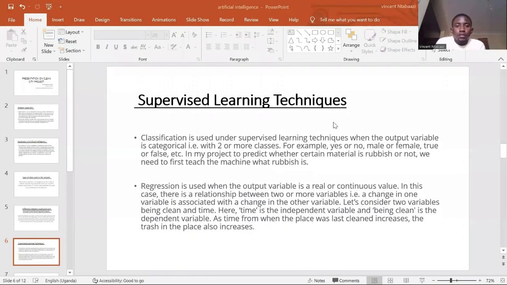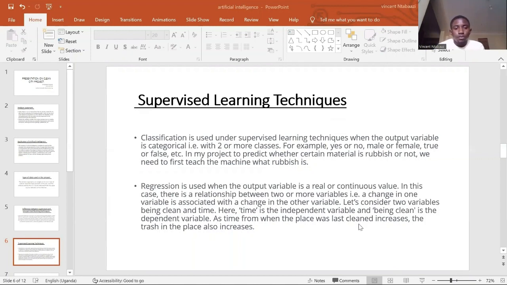classification is used when the output variable is categorical. This means that the result is yes or no, true or false. So in my project, it will be used in determining whether something or material is rubbish or it's not, because that is basically what my project is about. It has to detect whether something is rubbish or it's not.